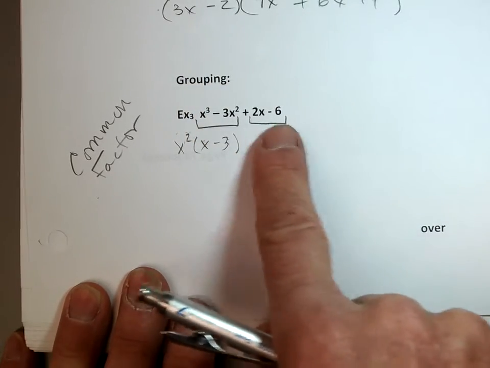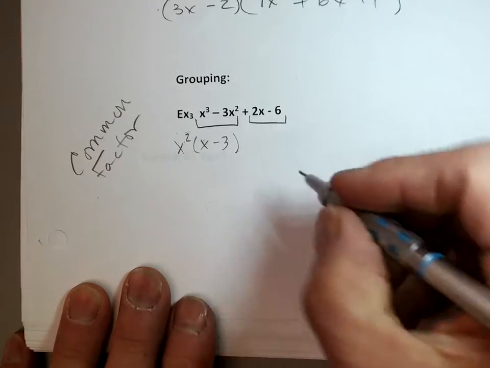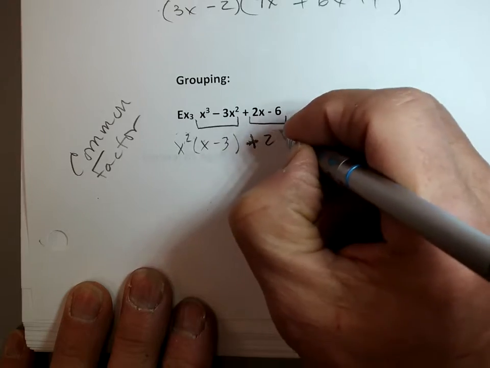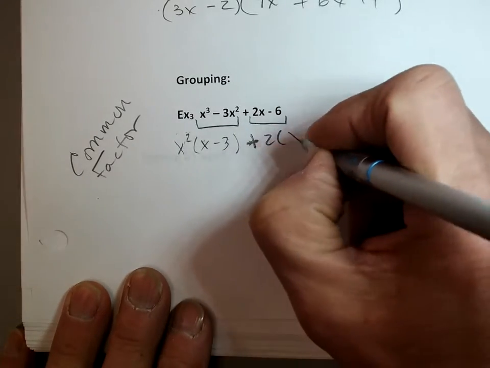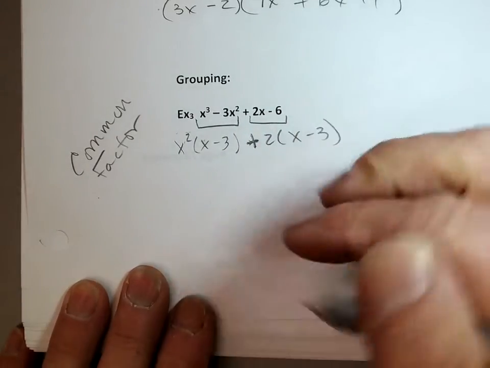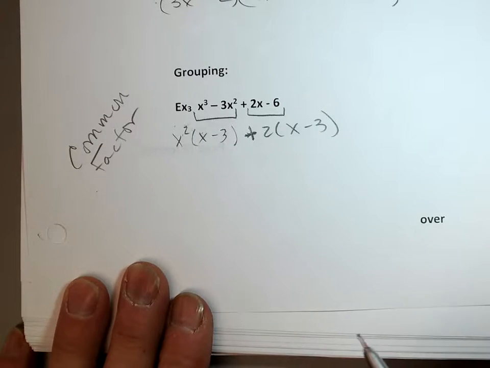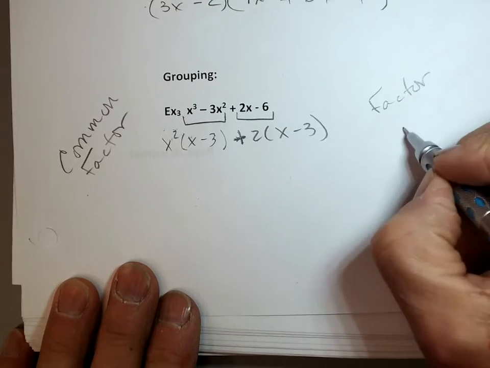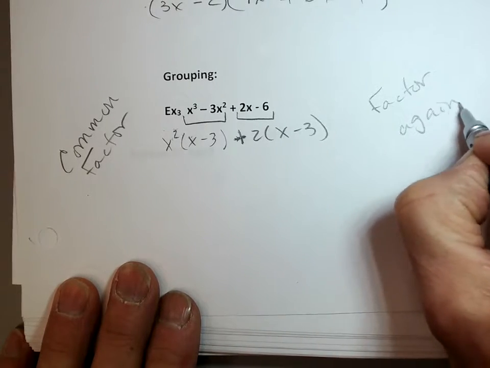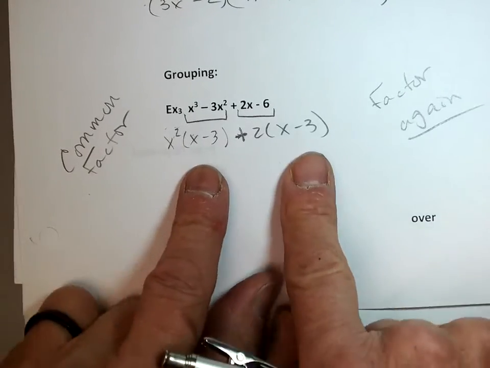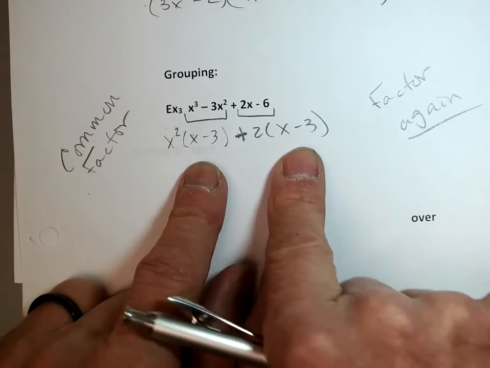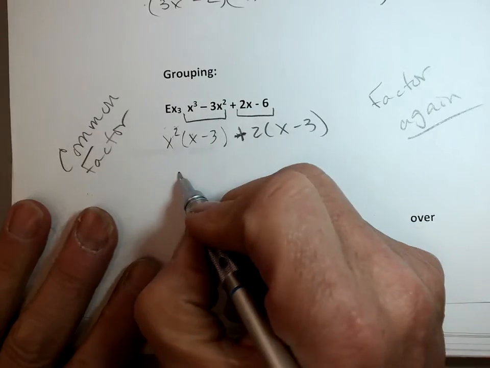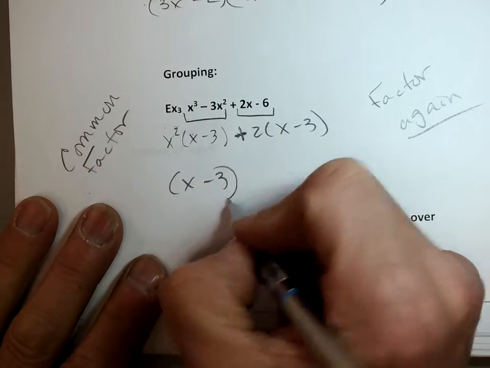Now, the other 2. What do these 2 have in common? A positive 2. You're ahead of me. If I take out the 2, I get an x minus 3, right? So then we can factor again. Between these 2 groups, what do they have in common? The parentheses, x minus 3, right?